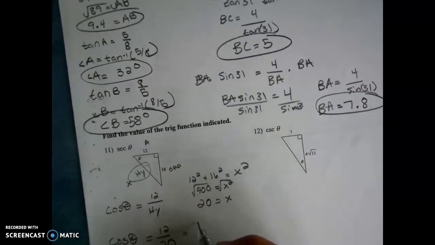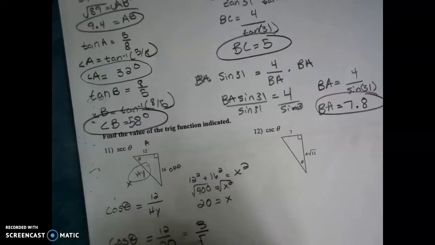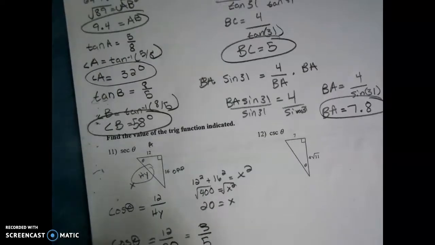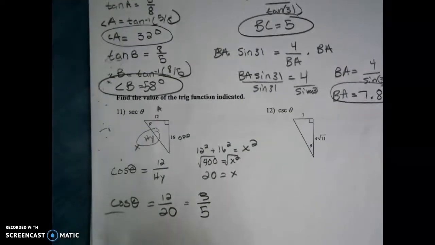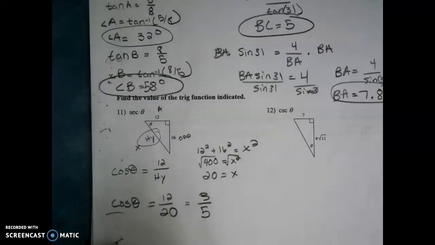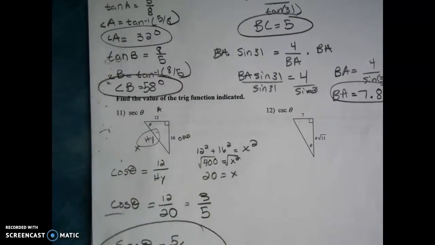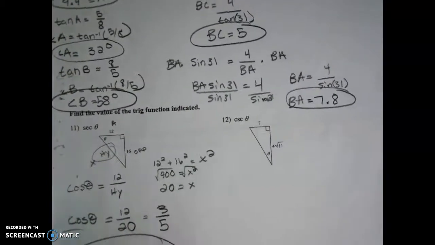Okay, and we can reduce this down to 3 over 5 if we divide both of those by 4. Okay, but we're not asked to find cosine, we're asked to find the secant, so we just take the reciprocal. So secant of theta is equal to 5 over 3. There's that one.